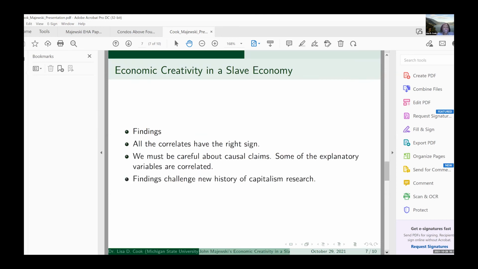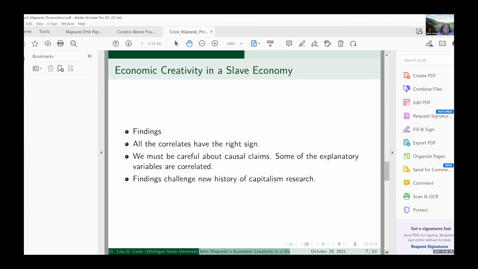The findings were clear. All the correlates had the right sign. This is what is intuitive. This is consistent with my work. He was careful about causal claims, and we certainly have to be careful here.